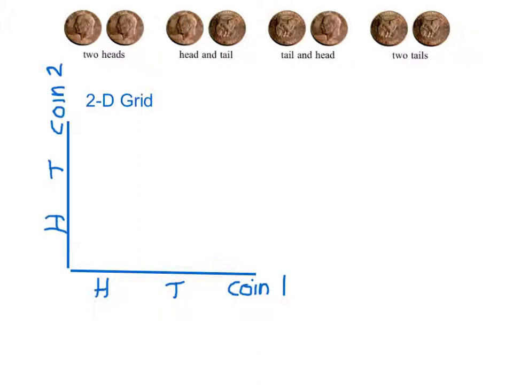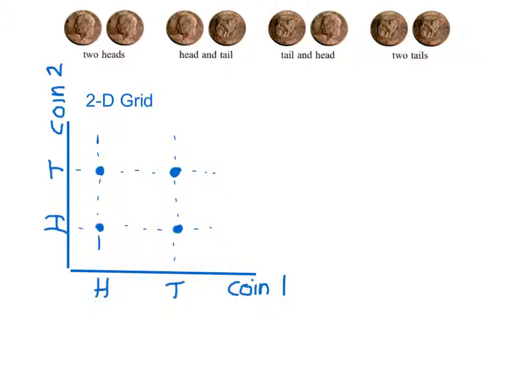And now we can put a dot at the intersection of each of those possible outcomes. So one for heads heads, one for heads tails, one for tails heads, and one for tails tails. And this is my 2D grid. This gives us a quick visualization of how many outcomes are in our sample set. I have 4 dots, so there are 4 possible outcomes.